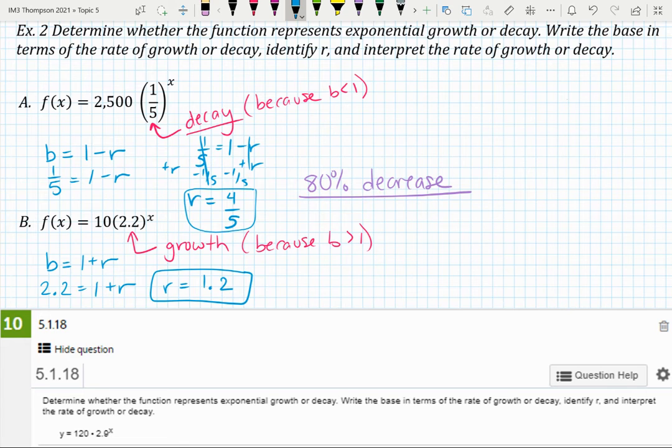I want to change it into a percentage. It's already in decimal form, so to get a percent, I'm just going to move the decimal place over twice. So 120%. Since it's a growth, we're talking 120% increase. That's it for the identifying.